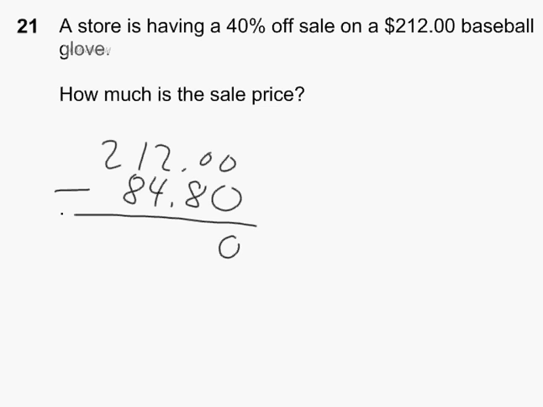0 take away 0 is 0. 0 take away 8 we can't do, so the algorithm says I've got to borrow from 1. 1 is actually 10/10. So I'm going to put the 1 there. 10 take away 8 is 2. 1 take away 4, I can't do it, so I borrow from $10. $10 makes the 1 an $11. $11 take away $4 is 7. 0 tens take away 8 tens, I can't do it, so I borrow from the 100. That 100 becomes 10 tens. 10 take away 8 is 2. And 1 take away nothing is 1. So the answer for the sale price is $127.20.